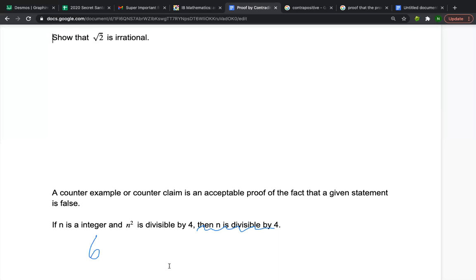So if I have 6, which is not divisible by 4, and I square it, for this n squared is divisible by 4, I end up getting that 6 squared is 36. 36 divided by 4 is 9. It is divisible, but 6 is not divisible by 4. Sorry, this little slashed symbol, that means not. 6 is not divisible by 4. So what I've come up with is a counterexample.